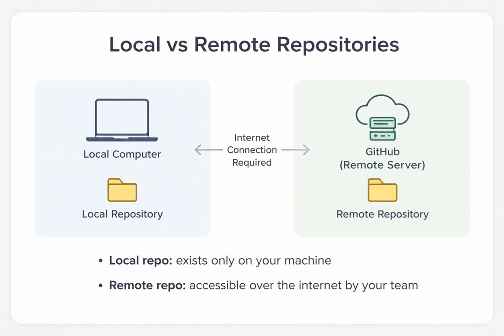GitHub is essentially a place where you take your local project and host it on a remote server. So you have your local repository on your machine, and then you have a remote repository on GitHub, accessible to anyone you give permission to from anywhere in the world.